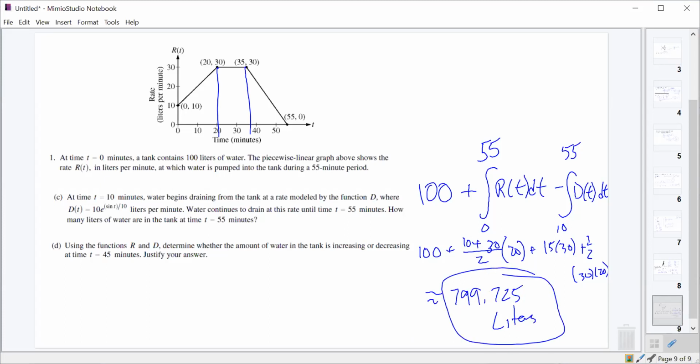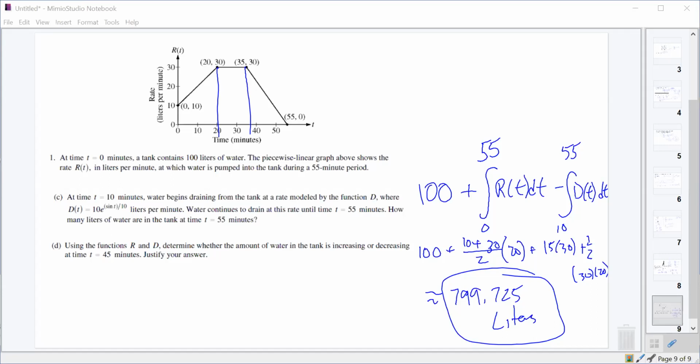And just for your reference, I know it says it in here, but that was worth 3 points: one for the integral, one for the amount of water in the tank at the beginning, the 100, and then one for the final answer. So, good?